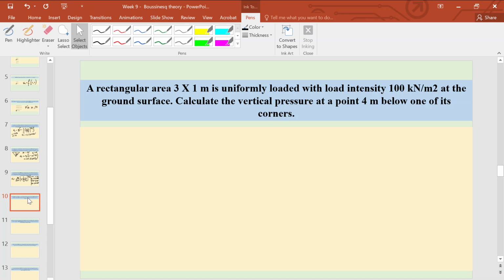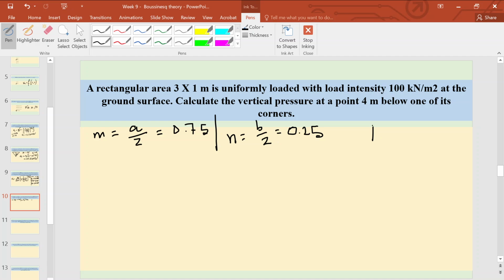Number 10. Now I have to write the entire big formula, but anyway I have to do it. The value of m will be equal to a by z, that will be 0.75. The value of n will be equal to b by z, that will be 0.25. And how do I get the value of a and b? This is a, length to width. So a equals 3, b equals 1. That is the way you get it.